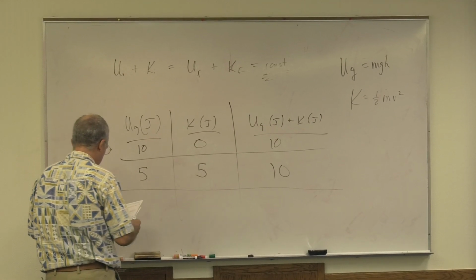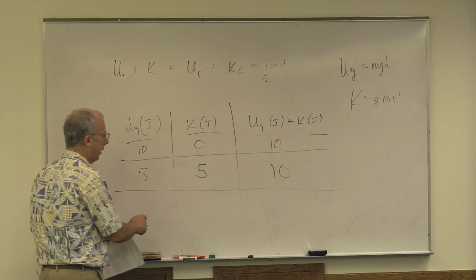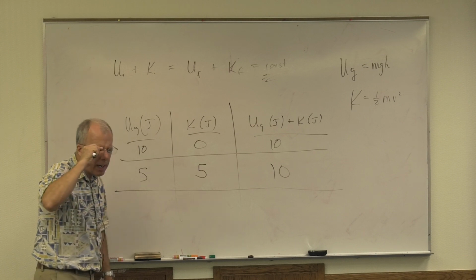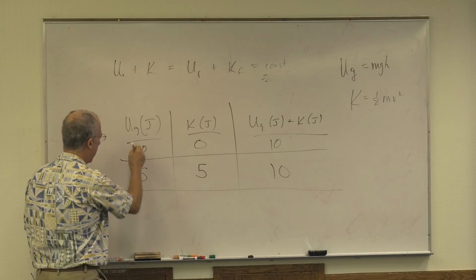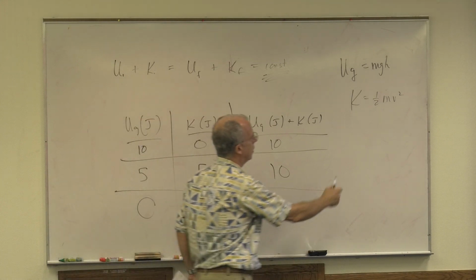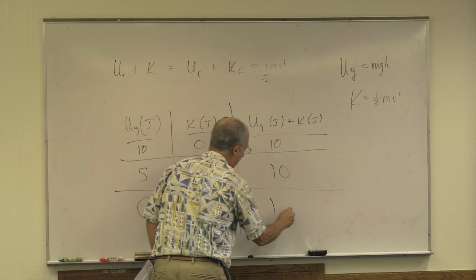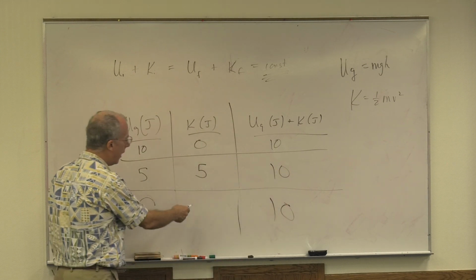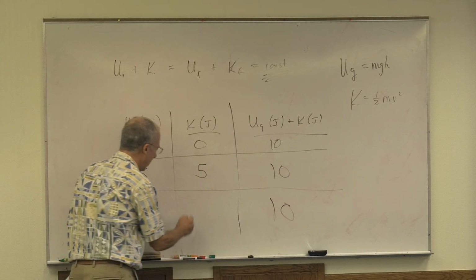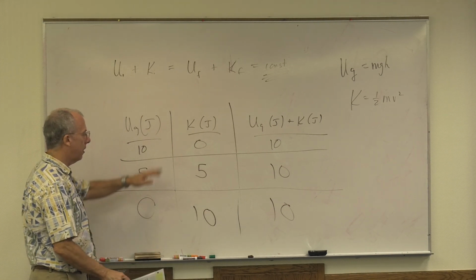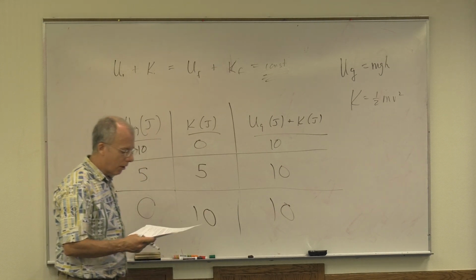And then at the bottom, when I say bottom, I mean right before it hits the ground. So the potential energy is 0, right, because h is 0. The total energy doesn't change, it's still 10, right? So the kinetic energy is 10. So there you go. Without using a stopwatch, you can know the velocities anywhere you want, just by using conservation of energy.